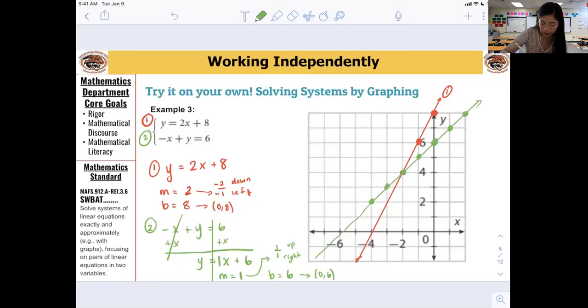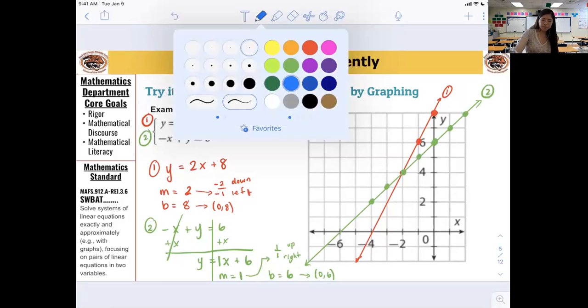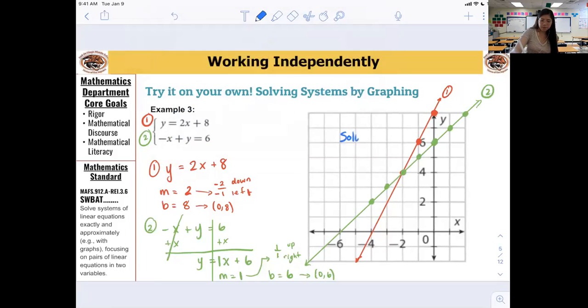So it might look like they'll have the same slope, but then when you do it, you'll see that they actually do cross. So where is my solution? (-2, 4). Good.